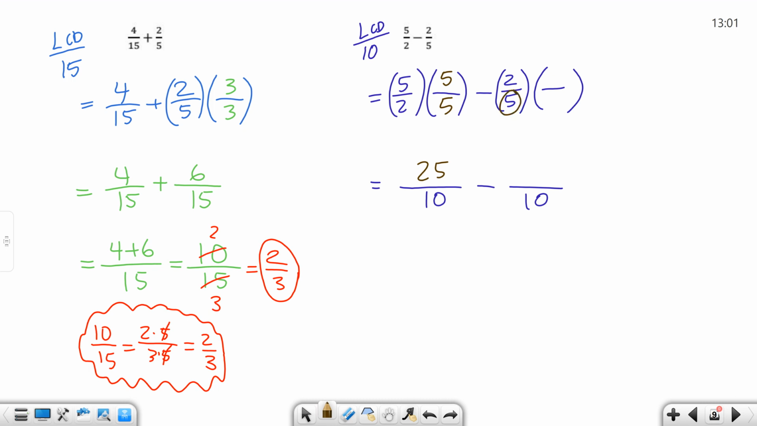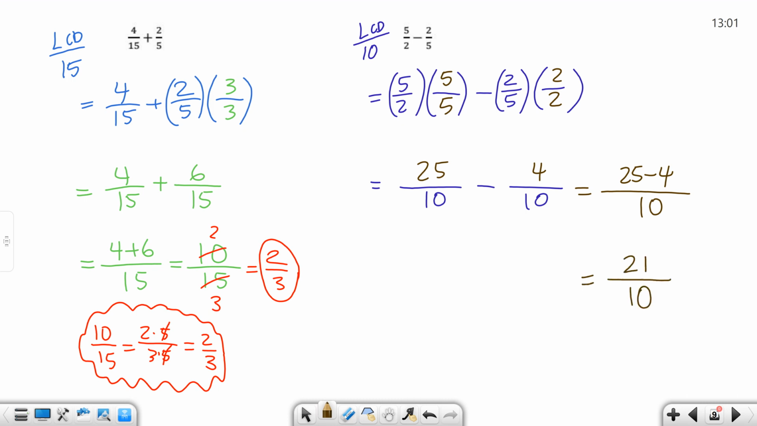And the next one, what do I multiply 5 by to get 10? 2. So a 2 down here, 2 up here. 2 times 2 is what? 4. And then 5 times 2 is what? 10. So now I have identical denominators. So I can rewrite this as everything over 10 is going to be 25 minus 4. And what's 25 minus 4?